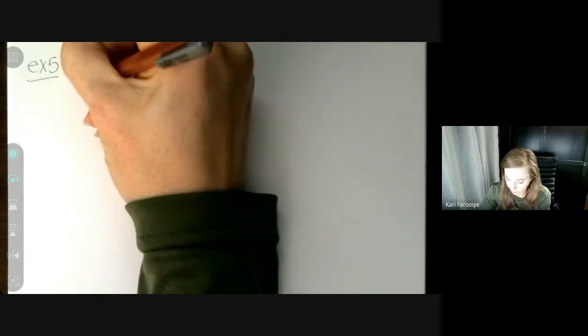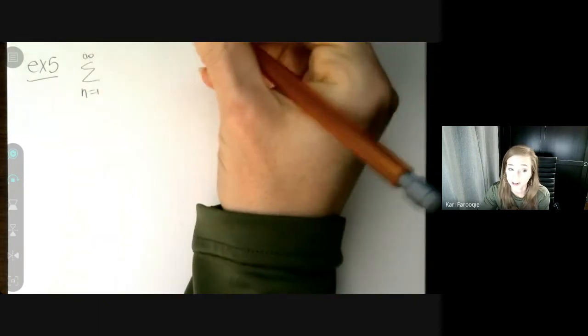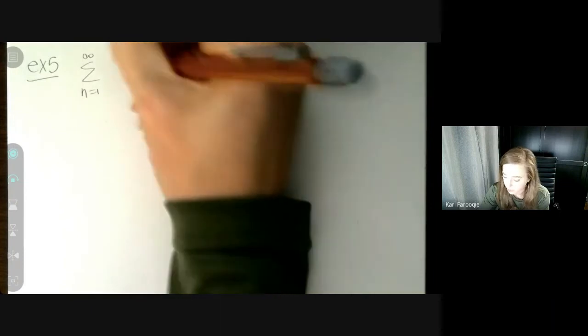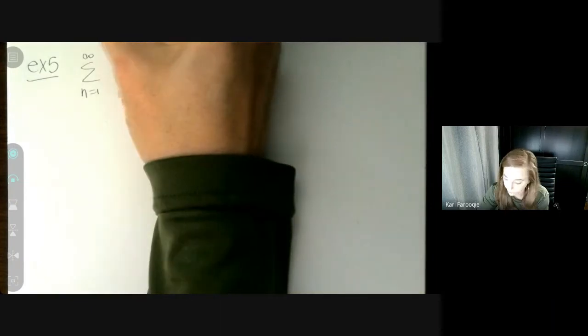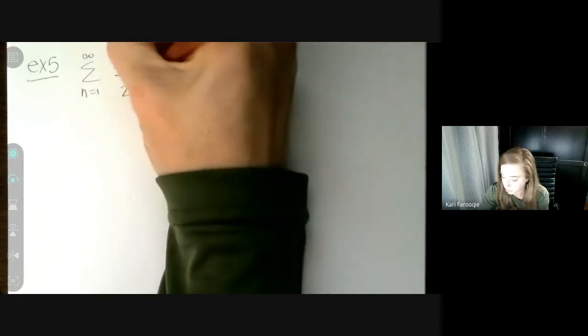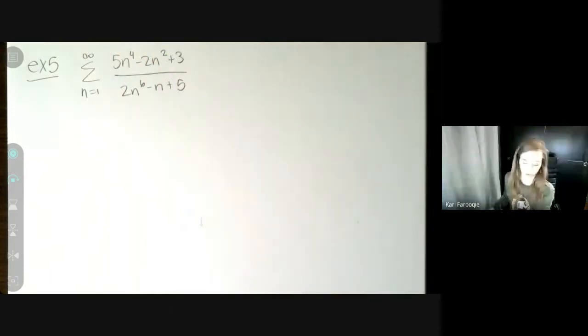So your series, and we'll just use n this time, because I know I'm just going to end up writing n's anyway, is going to go from 1 to infinity. In the numerator, you have 5n to the 4th minus 2n squared plus 3. And in the denominator, you have 2n to the 6th minus n plus 5.